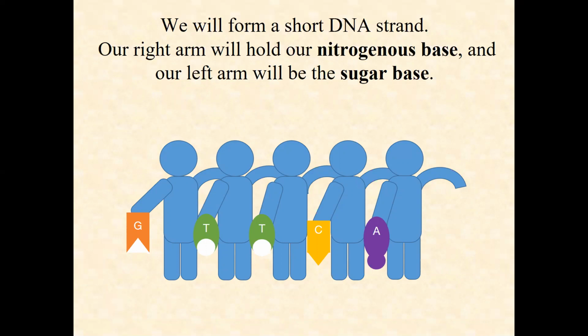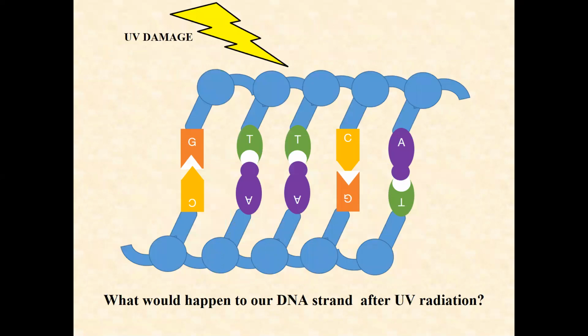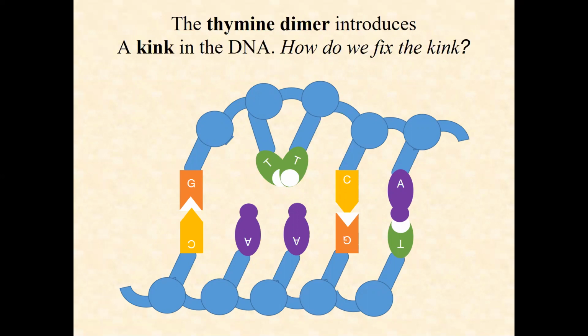So now we will form a short DNA strand. Our right arm will hold our nitrogenous base and our left arm will be the sugar base. Here is a view of our DNA strand from above. What would happen to our DNA strand after UV radiation? The UV radiation changed the chemical structure of the thymines, causing them to bind to each other instead of adenine. The thymine dimer introduced a kink in the DNA.